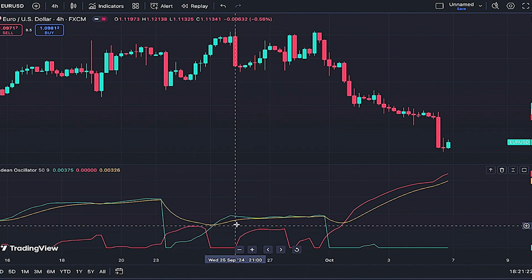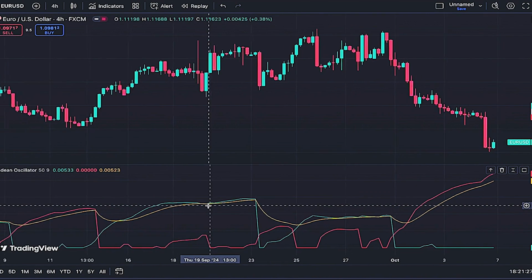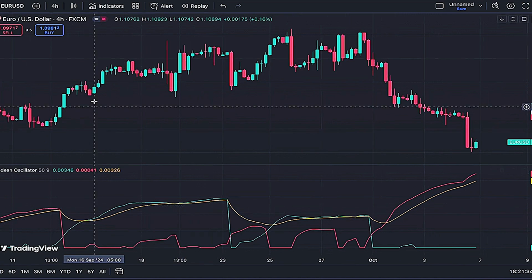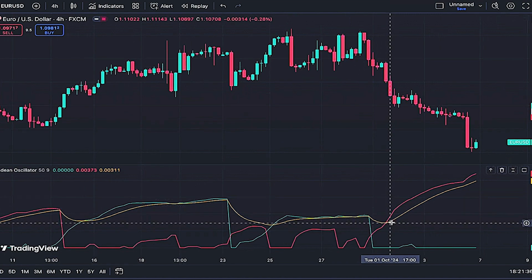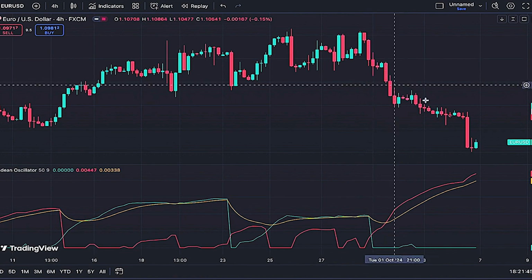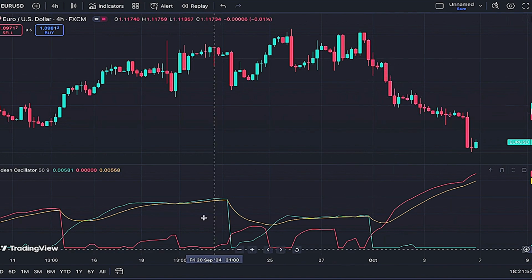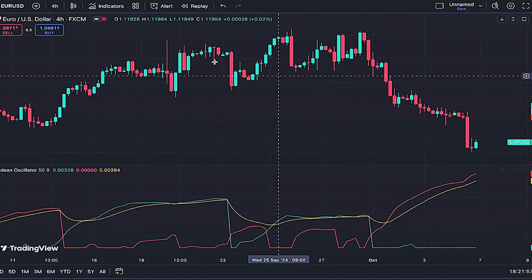Working with this indicator is very easy. When the green line is above the orange line, the market is trending up, and when the red line is above the orange line, the market is trending down, and in times that the orange line is above the other two, the market is flat.